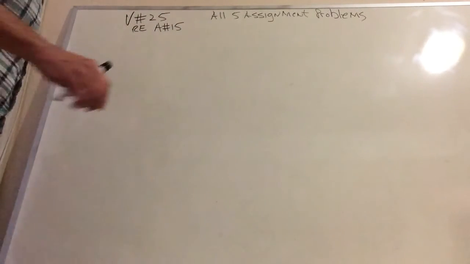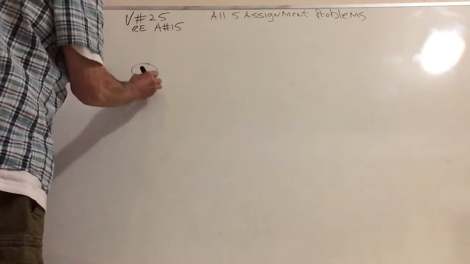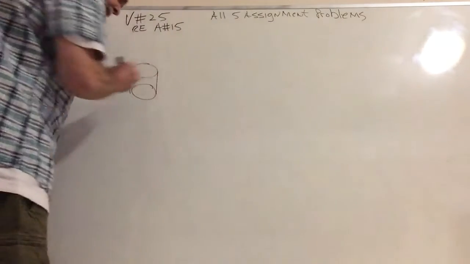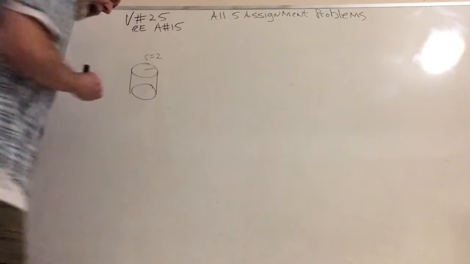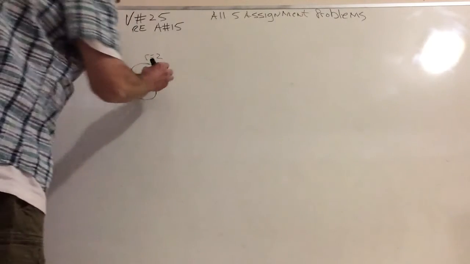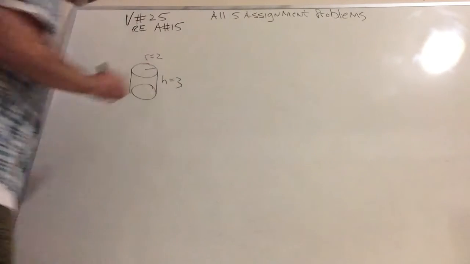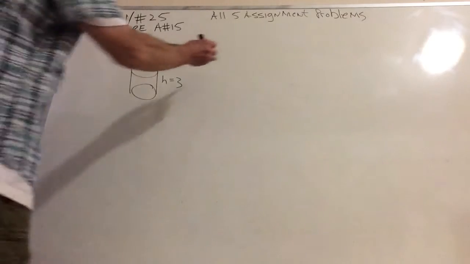This would be like the third time. So I have this little can or bucket, depending on the word problem. We'll do a couple of them. And the radius is 2 units, and the height is 3 units.